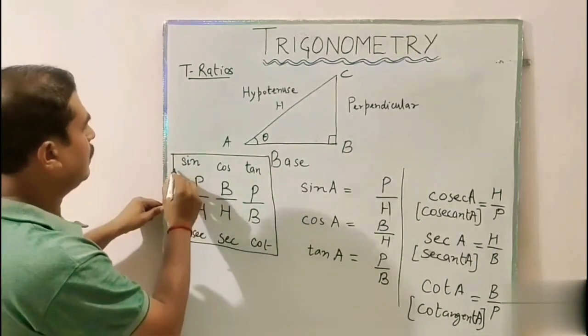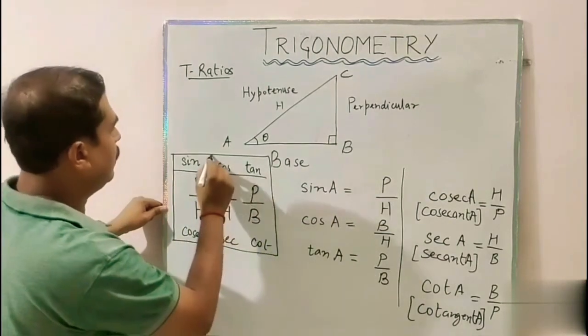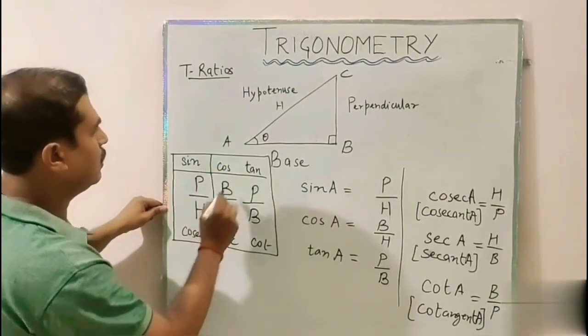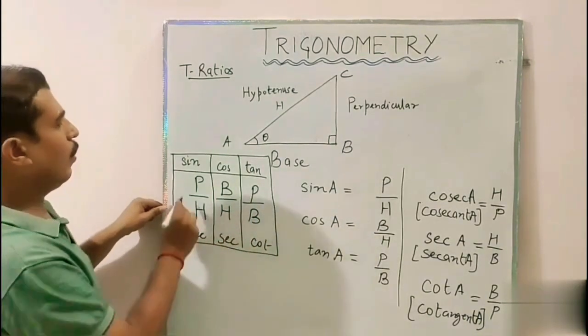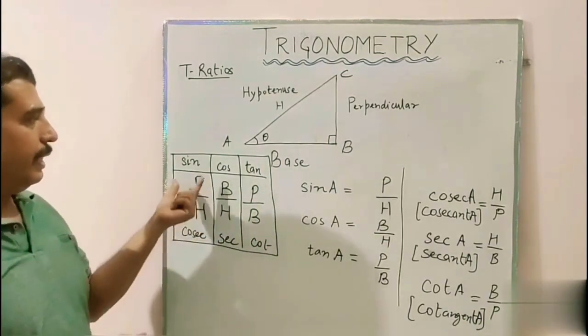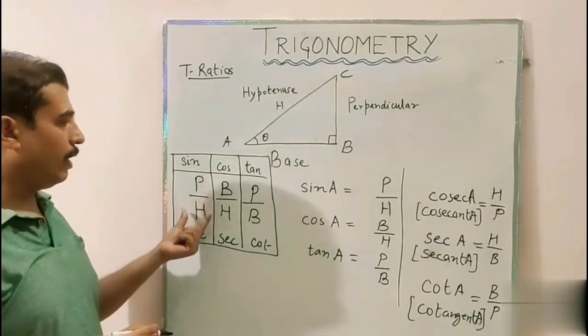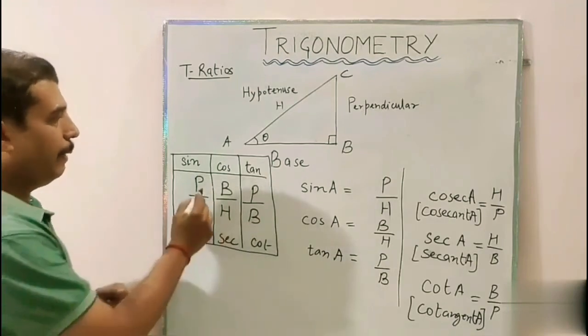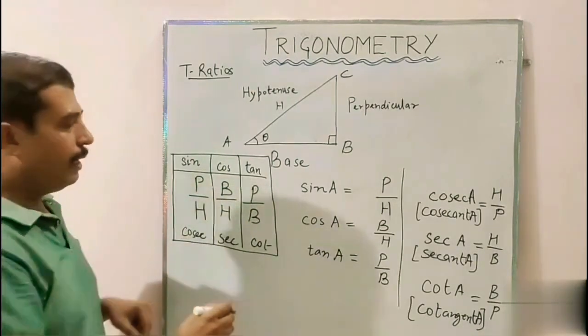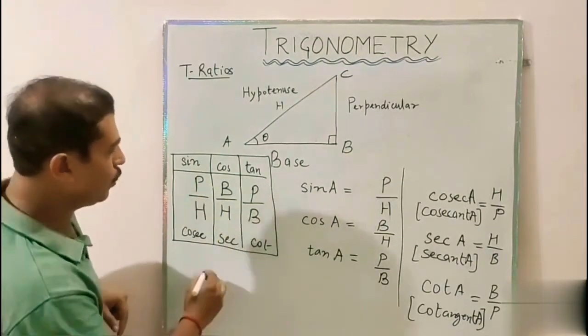Sin, cos, tan, cosec, sec, cot. Let us see. It is perpendicular upon hypotenuse, base upon hypotenuse, perpendicular upon base. PBP. We may take it in a short way.